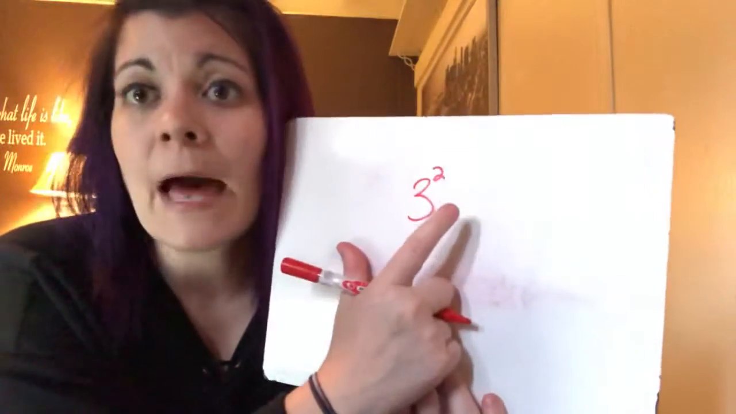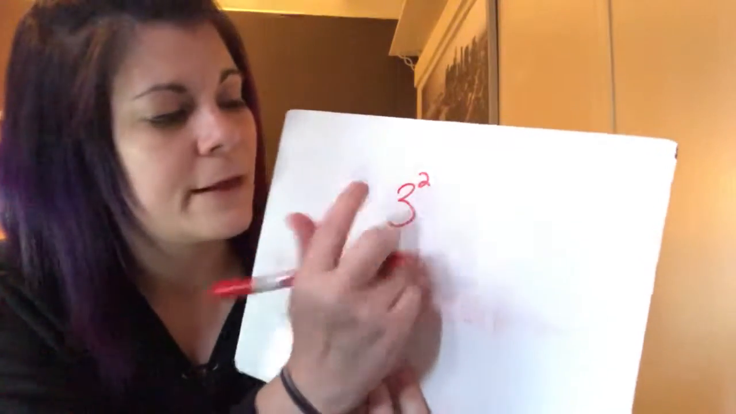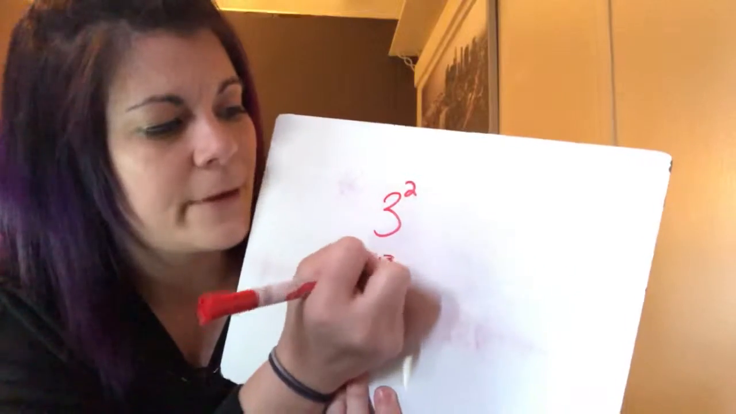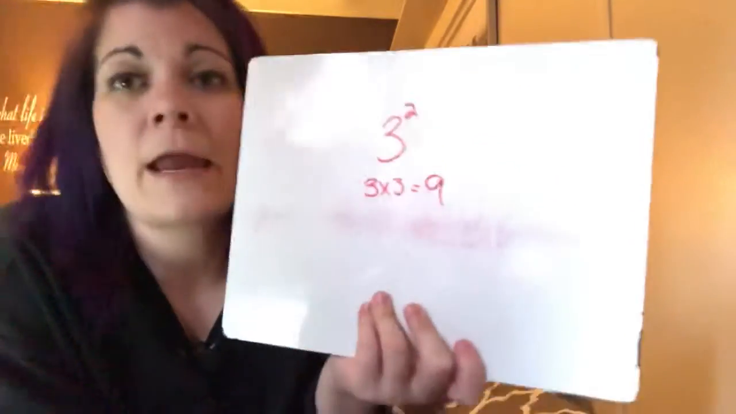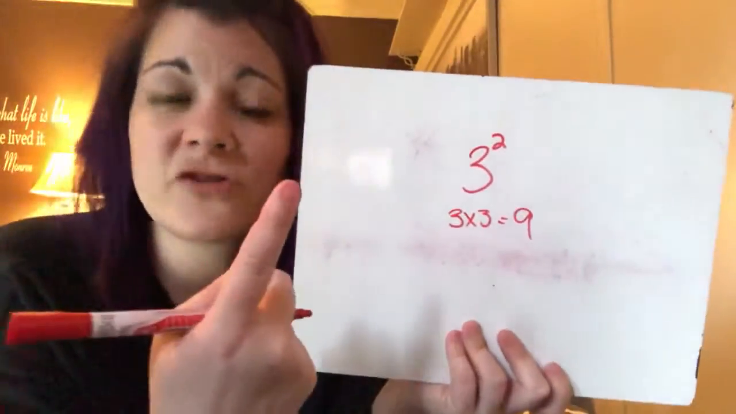So square roots is the inverse operation of squaring a number. We talked about exponents in a video. If you don't know about exponents, go watch the introduction video on exponents. But squaring a number is when the exponent is to the second power. So this means 3 to the second power. That means 3 times 3 is 9. Okay? And then the square root is the inverse of that.